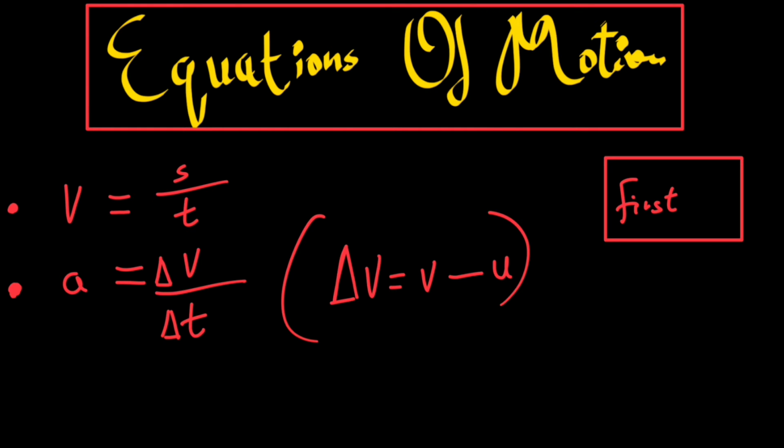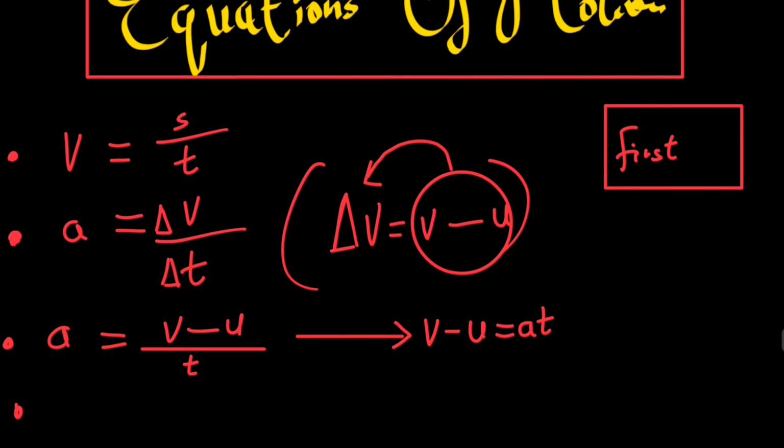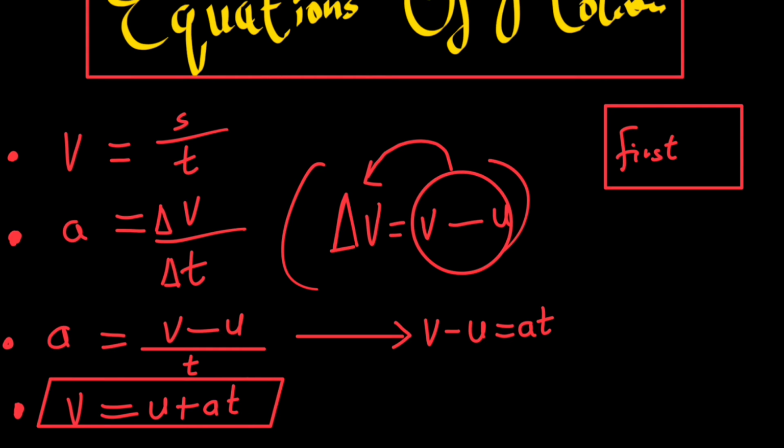So we can replace change in v with v minus u. Rewriting this, we have v minus u divided by the time interval. If you have to make v the subject, v minus u equals at, and then you have v equals u plus at. So what you have right here is the first equation of motion.